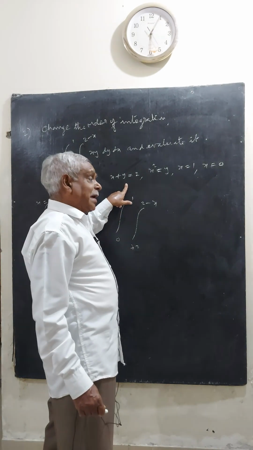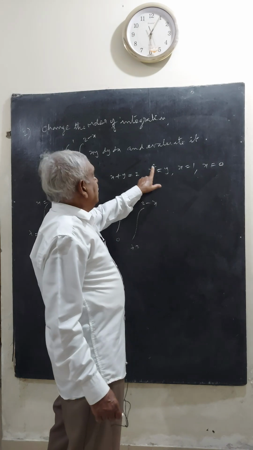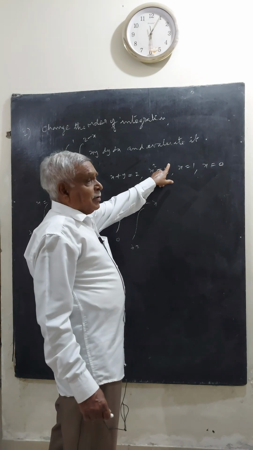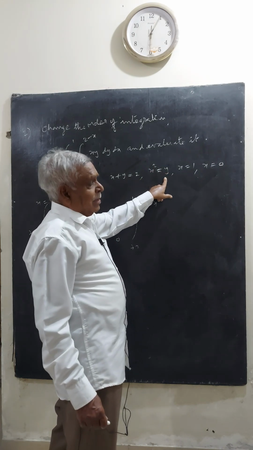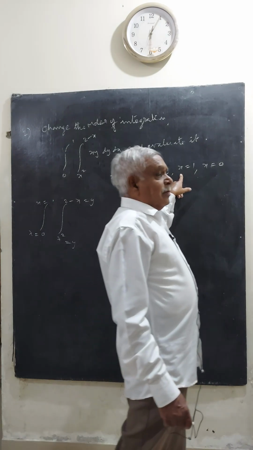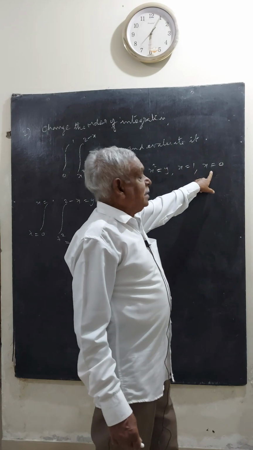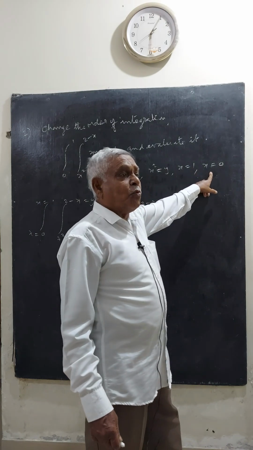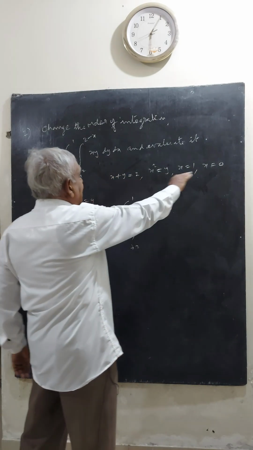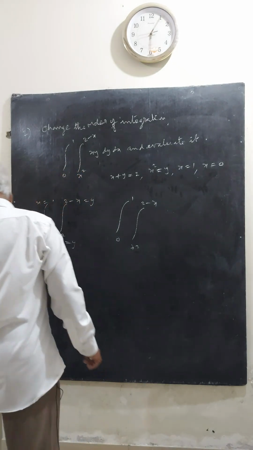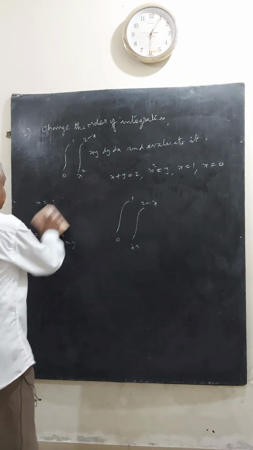This is the equation of a straight line. This is a parabola: one power is 2, another power is 1, therefore this is a parabola. X equal to 1 is a straight line parallel to the y axis. This is x equal to 0, the equation of the y axis. These are all the equations of the curves. Let us draw the diagram.